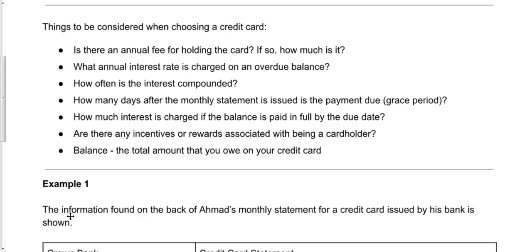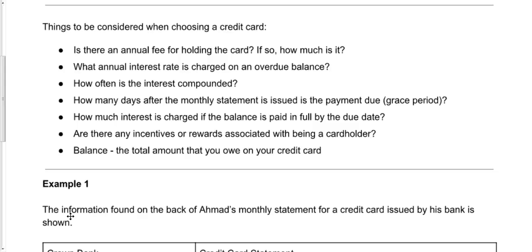We want to know how many days after the monthly statement is issued that you have to pay. So, for example, if your statement is issued on the 5th of the month, do you have 2 weeks to pay, 3 weeks to pay, 1 week to pay? How quickly does the company want their money back? We also want to know how much interest is going to be charged if the balance is paid in full by the due date. So, do they charge you any interest?